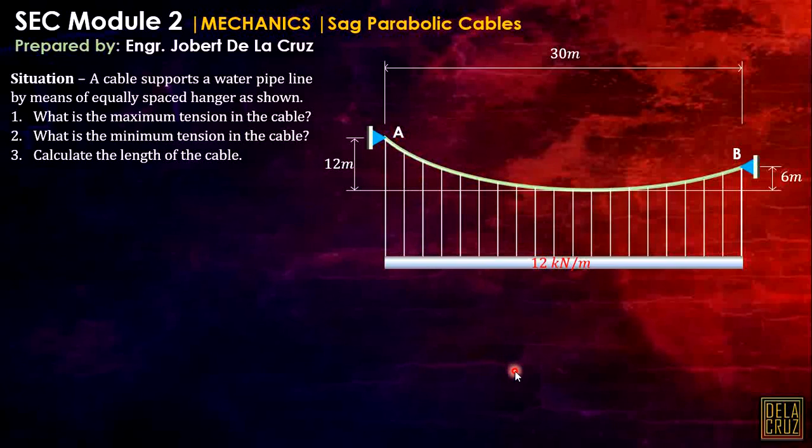Okay, so, first free body diagram. That is TA, ito yung TB.